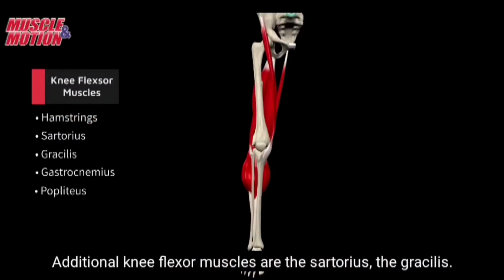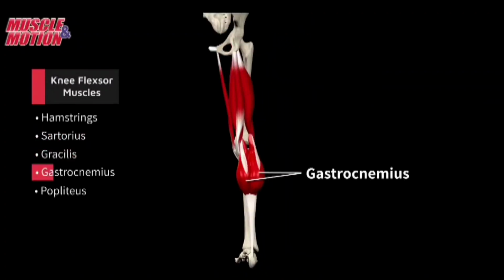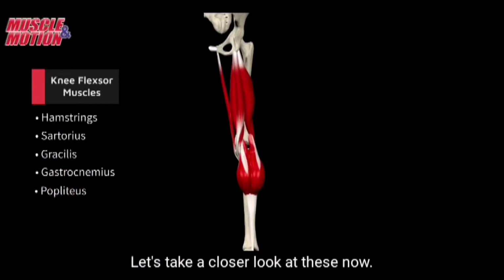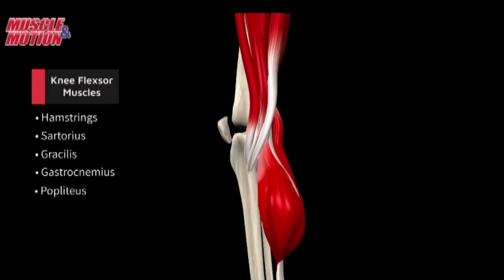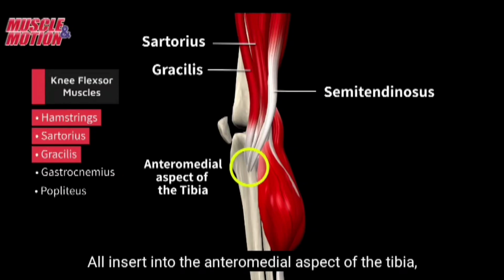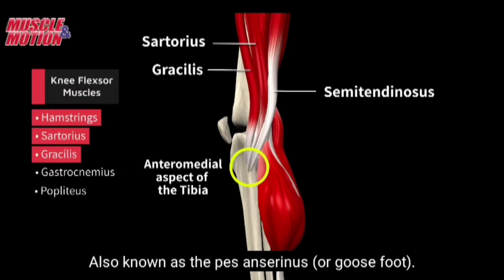Additional knee flexor muscles are the sartorius, the gracilis, the gastrocnemius, and the popliteus. Let's take a closer look at these now. The sartorius and the gracilis, along with the semitendinosus, all insert into the anteromedial aspect of the tibia, also known as the pes anserinus or goosefoot.